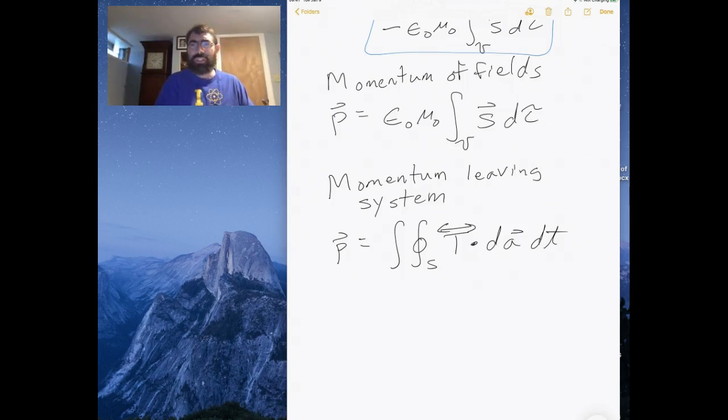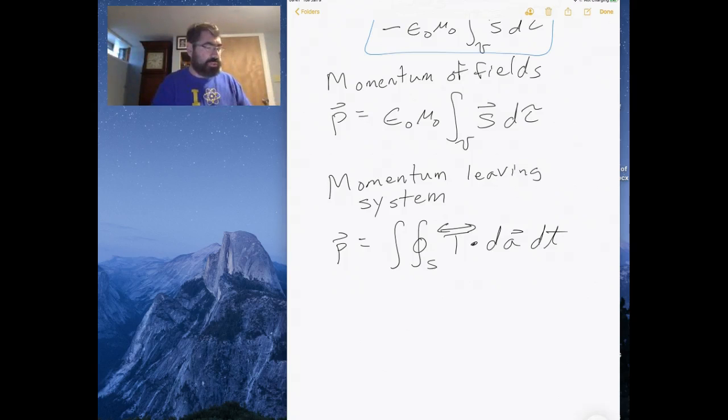Pretty simple. So two parts, pretty simple equations. Of course, you have to expand out the stress tensor into all of its little pieces, and you have to consider the Poynting vector, which is a combination of electric and magnetic fields. But from an interpretation standpoint, then it's pretty easy. We've got the fields part and we have the boundary part.